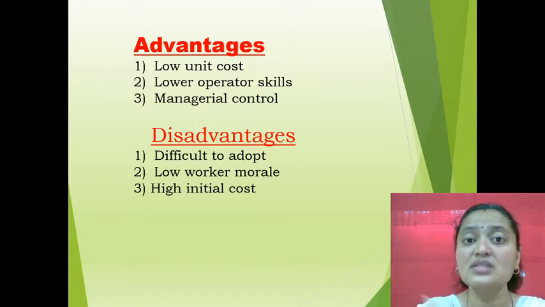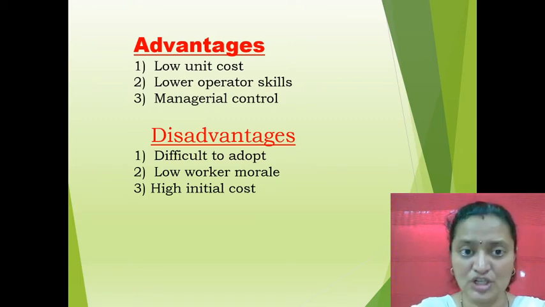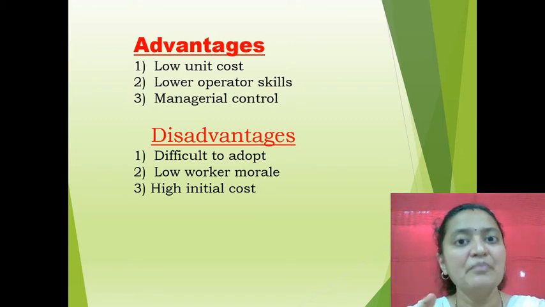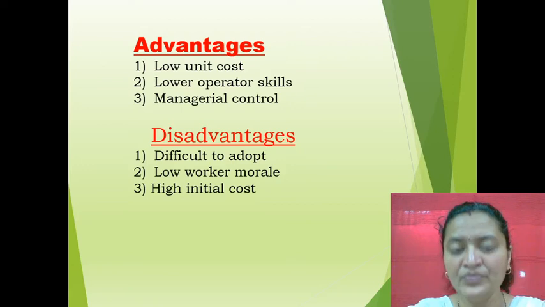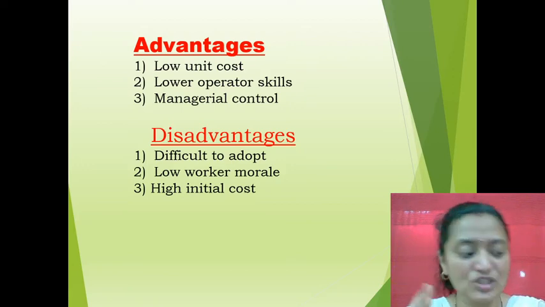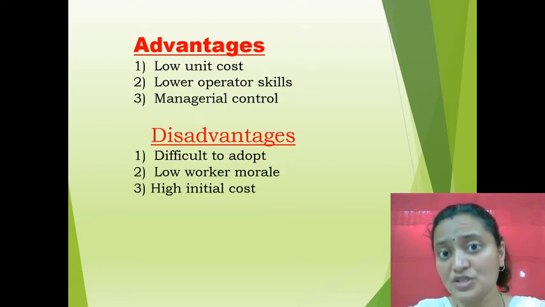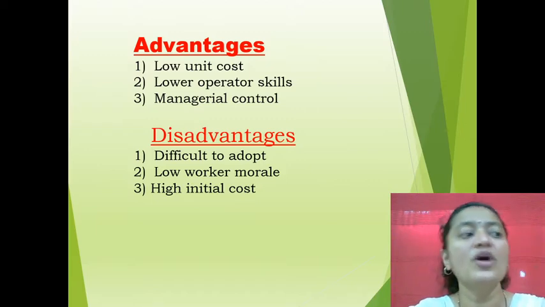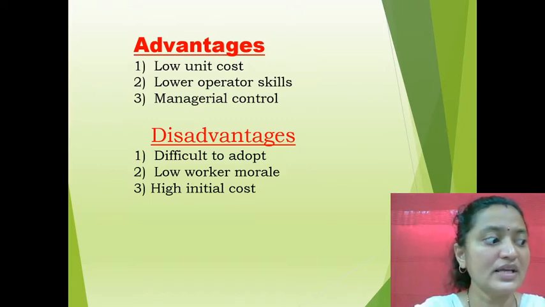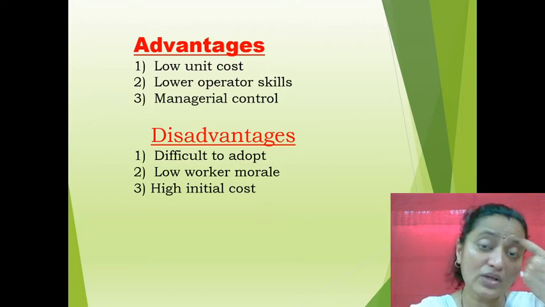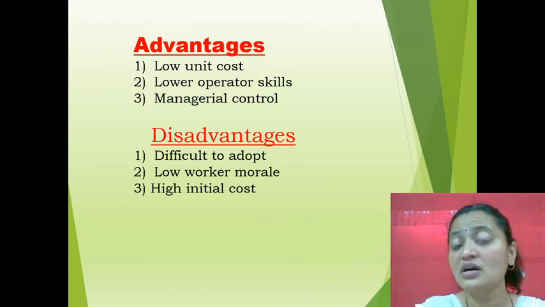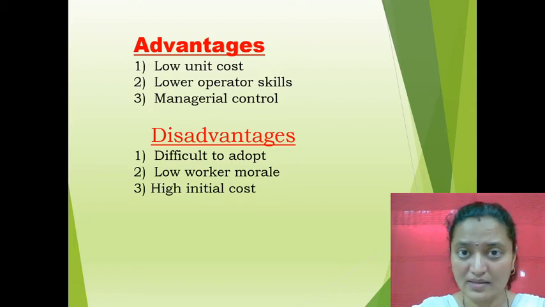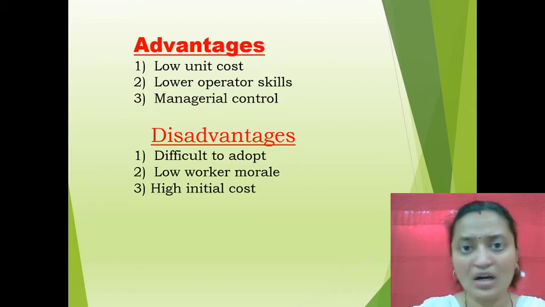The operator skills should be more and efficient. The next one is managerial control. Now what do you need to remember in managerial control? Two parts you need to remember: planning and controlling of production. It is a very easy method. In this managerial control, two important things are there. First is planning and second is controlling.